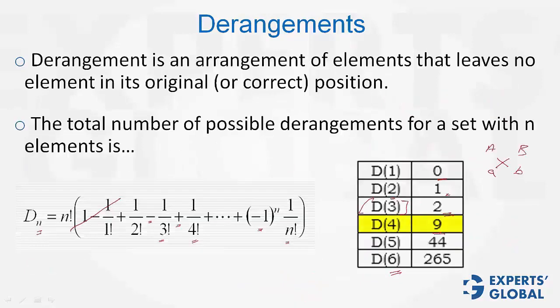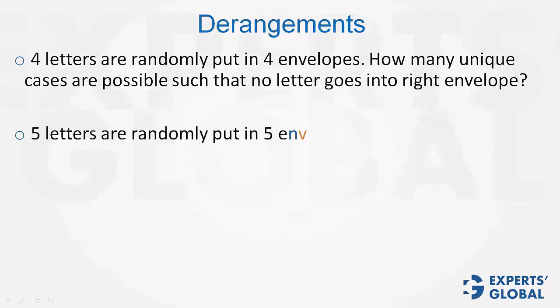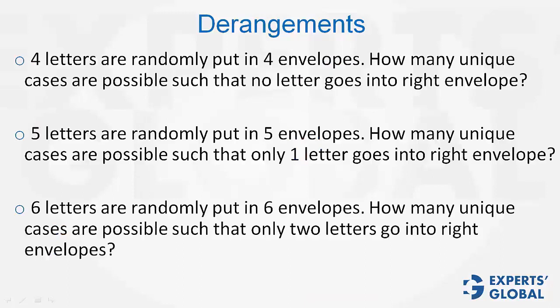Now let's solve a bunch of questions. Please pause the video and solve these yourself. First question is the same. It's simply the value of D4, which is 9. The answer is 9 here. Look at the second question. Only 1 letter goes into the right envelope. So first, select the right letter. This can be done in 5C1 ways. That is 5. Now the remaining 4 can be arranged, rather deranged, in D4 ways. And therefore, 5 times D4 is the answer. D4 is 9, so the answer is 5 times 9 equals 45.